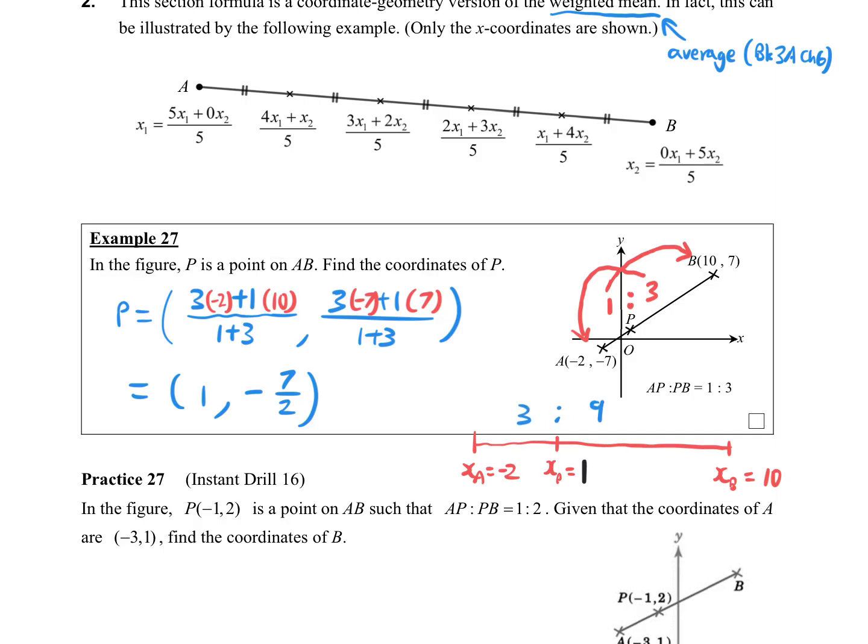So we can see that this is 3 and 9. Well, 10 minus 1 is 9. 1 minus minus 2 is 3. So you can definitely convert it quickly to 1-to-3, and you have the peace of mind, you know this is definitely a 1-to-3 ratio. Just by observation and very quick calculations of the differences. Okay?